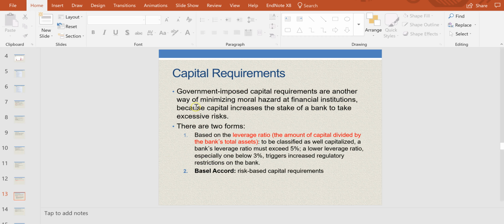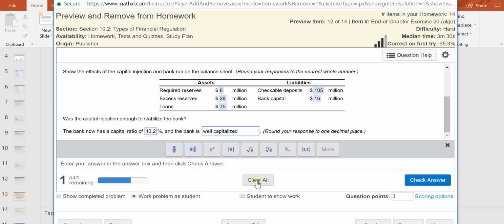Government-imposed capital requirements are another way of minimizing moral hazard at financial institutions. Two forms, based on the leverage ratio. Leverage ratio is basically the same as capital ratio. To be classified as well capitalized, a bank's leverage ratio must exceed 5%. So the cutoff ratio here is 5%. And we can see that here the bank is at 13.2%. So that's over the 5% cutoff number. So that means this bank is well capitalized.